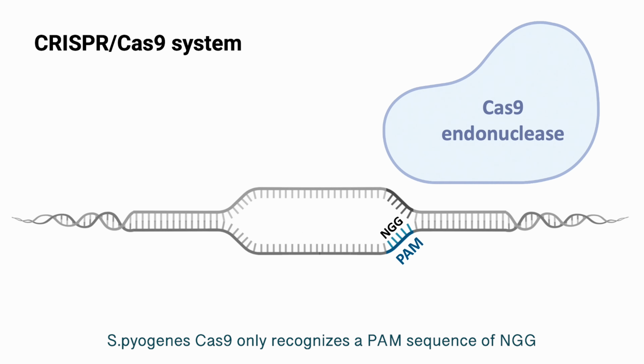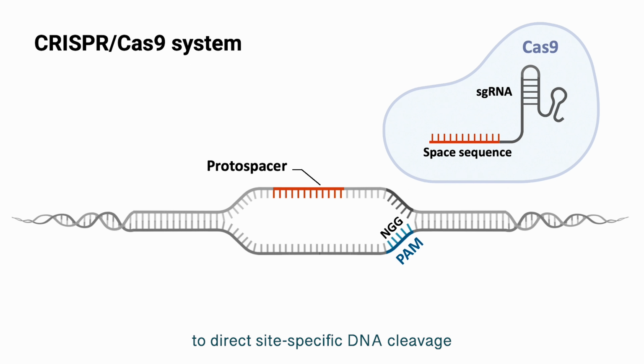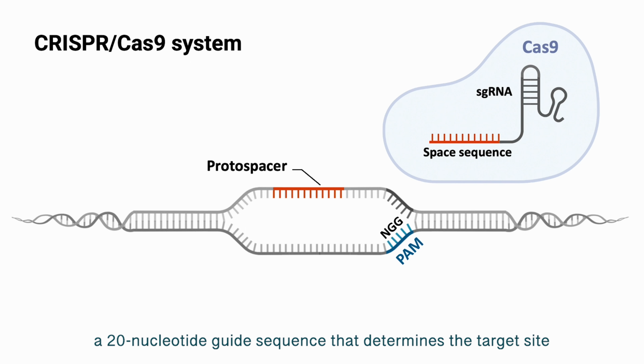S. pyogenes Cas9 only recognizes a PAM sequence of NGG. The Cas9 endonuclease is guided by a single guide RNA to direct site-specific DNA cleavage. The single guide RNA contains a 20-nucleotide guide sequence that determines the target site.